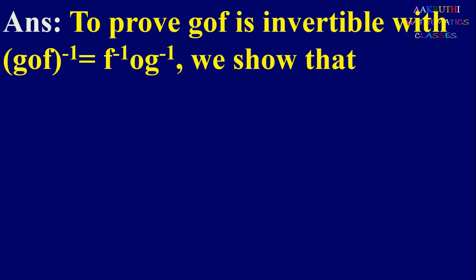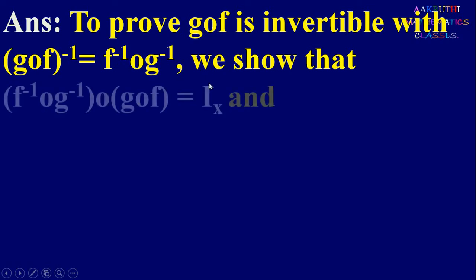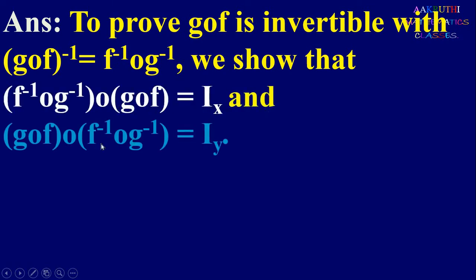To prove g composite f is invertible with (g composite f) whole inverse equal to f inverse composite g inverse, we show that f inverse composite g inverse composite g composite f is Ix, and g composite f composite f inverse composite g inverse is equal to Iy. We prove that both are identity functions. If we prove these two are identity functions, then g composite f is invertible and the inverse of g composite f is f inverse composite g inverse.